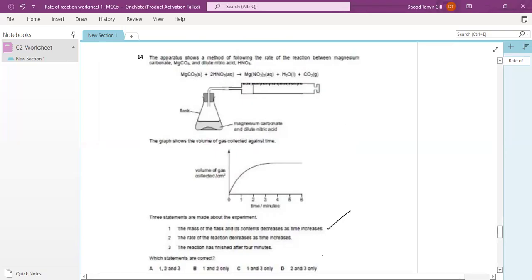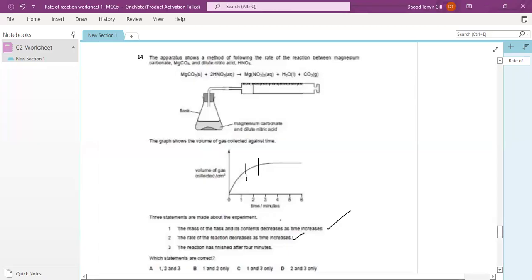Okay, what about the second one? The rate of the reaction decreases as time increases. Yes, the rate decreases, as we can see that the rate is highest till here, and then the line curves out. Over here, we can see that there is a decreasing rate, and then it flattens out. So yes, the rate of reaction decreases as time increases. This is the correct option.